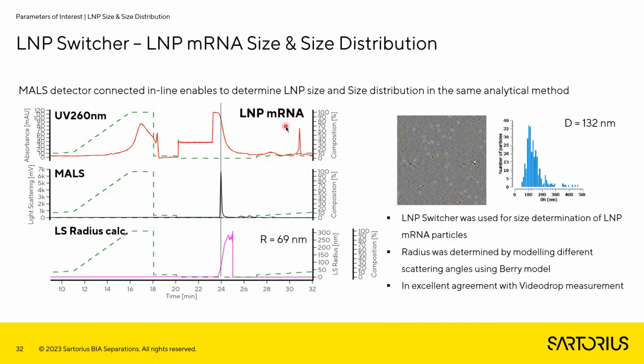So here is the chromatogram I already showed you before of mRNA encapsulated LNPs. Here is where the elution of particles from the OH column happens. We use a multi-angle light scatter detector. We measure the scattering of the light at different angles, and then by applying one calculation model, we used a Berry calculation model, we can also calculate the radius of the particles eluted from the OH column.